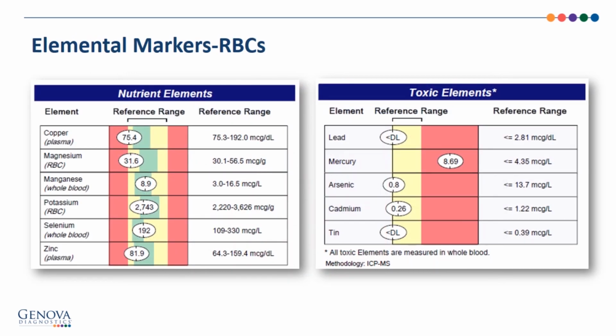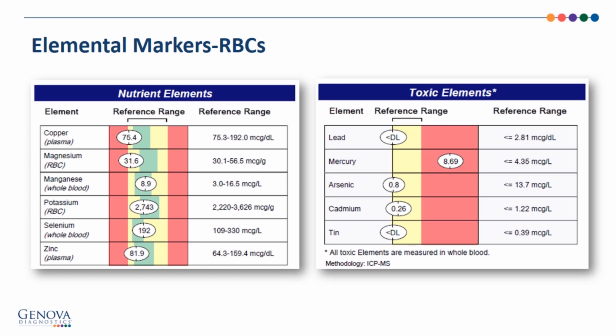These are the elemental markers from blood. On the left, we have the nutrient elements. So you see copper through zinc listed here. Notice the magnesium is actually a little bit low at 31.6. You may recall that there was a moderate recommendation for magnesium on the front two pages.